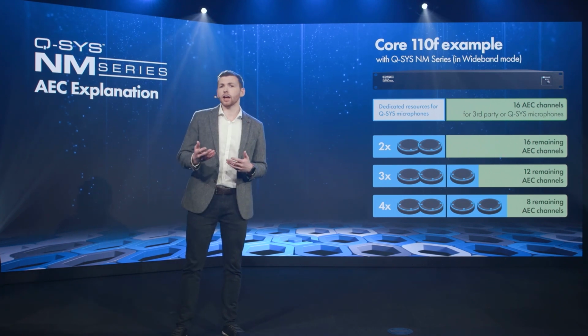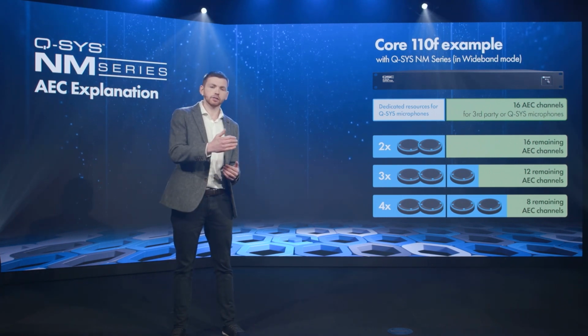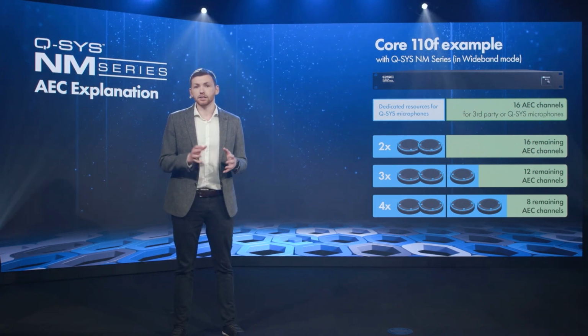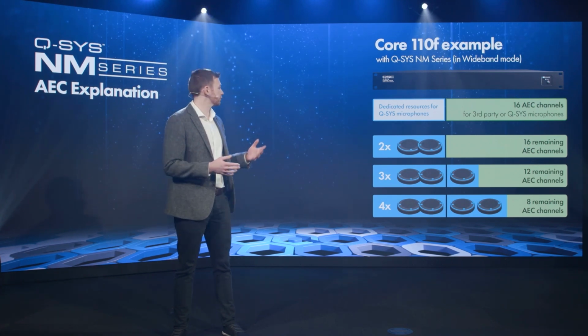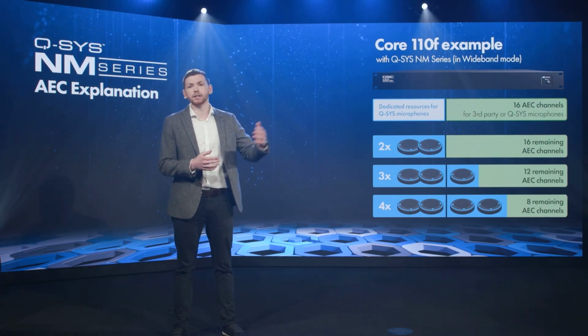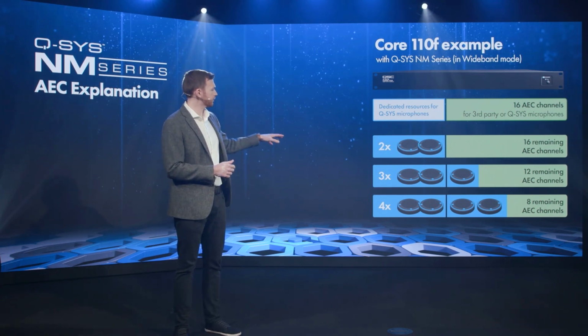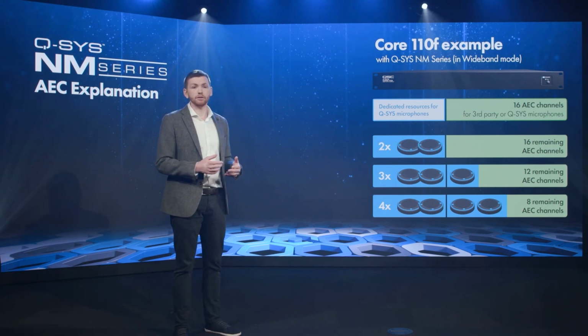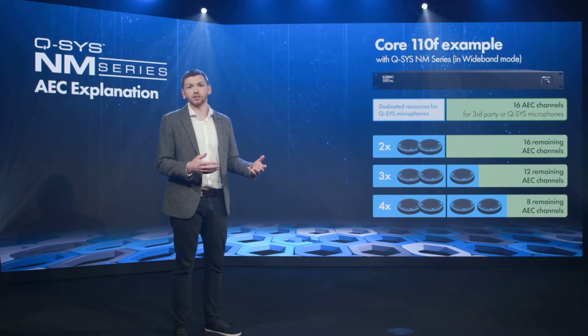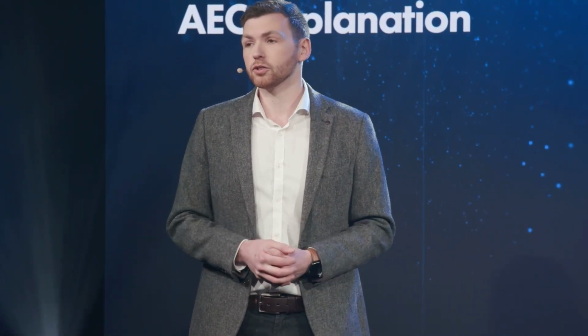Okay, and of course, as you add more NM-T1s, you will start to eat into that dedicated AEC resources. So you could have 3 NM-T1s, and then you have 12 remaining AEC channels. But you can see there at the bottom, if we have 4 NM-T1s, that's going to give you 16 channels with echo cancellation. You still have 8 remaining AEC channels for third-party microphones. So it does give you a lot of flexibility to have large microphone channel counts.